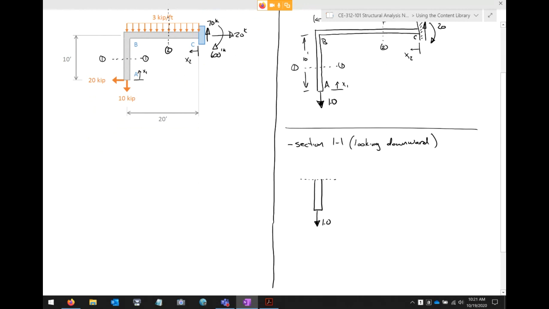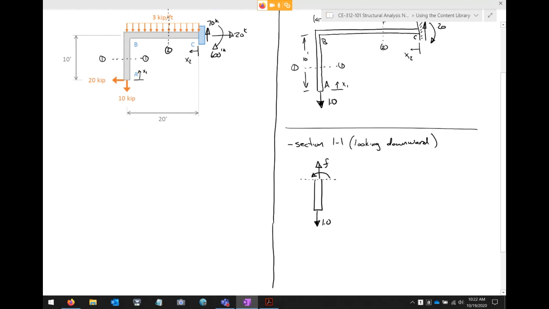This is 1.0. All right. Now, I propose that we're going to have an unknown axial force. So let's draw that in tension. It doesn't matter. I could draw it in compression, but let's just pick something and go with it. And then I'm going to have an unknown moment.